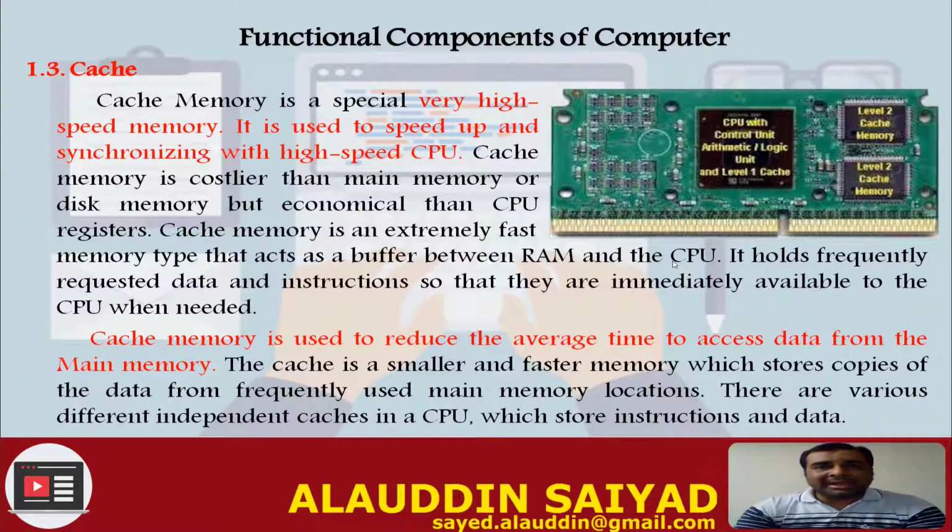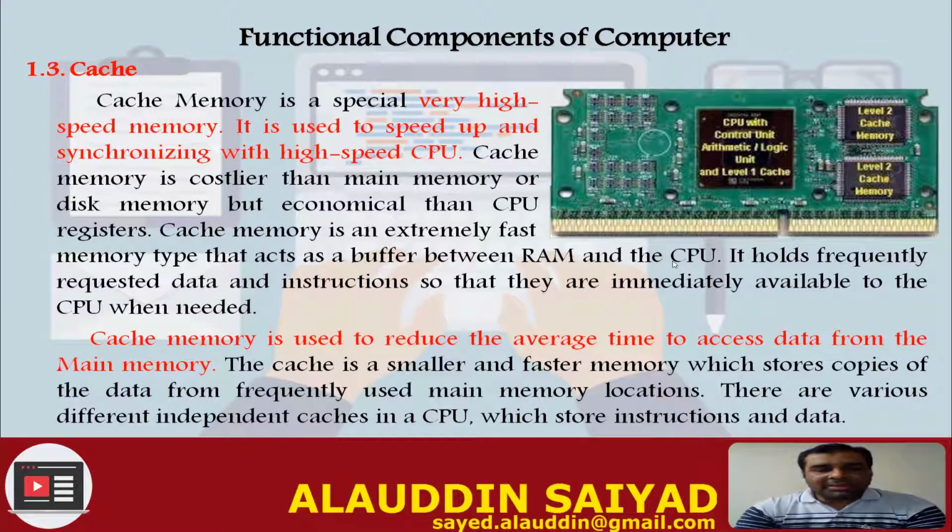Because if the CPU directly accesses main memory, then it may take time. So beforehand, the data and information can be brought into the cache memory for further processing. Only that amount of data will be in cache memory which is to be processed next. The cache is a smaller and faster memory, which stores copies of the data from frequently used main memory locations.